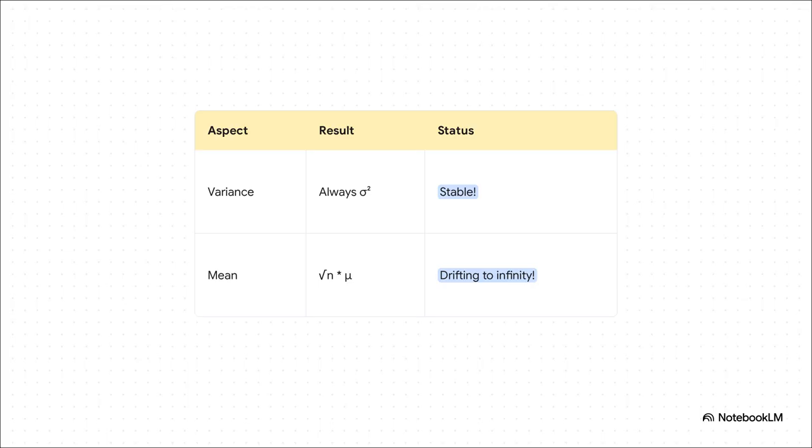We solved the variance issue. By dividing by the square root of n, the variance is now perfectly stable. Awesome. The problem? Uh-oh, look at the mean. It's drifting away to infinity. We've stabilized the shape, but now the whole thing is just sliding away from us down the number line.